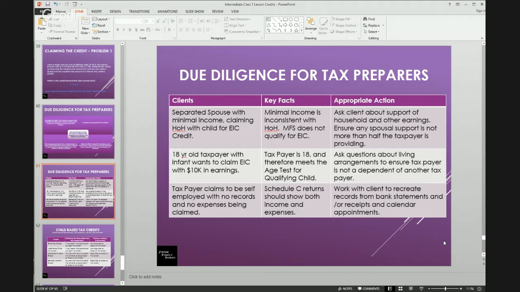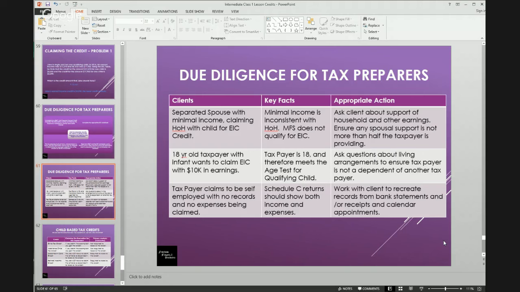So what the tax preparer could do is ask the client about details. Do they support themselves? Do they consider themselves their own household? You want to ensure that any spousal support is not more than half of what the taxpayer is providing. So if they have additional children and they're claiming head of household on the children, but it looks like the other spouse has a higher income, that head of household might be questioned.